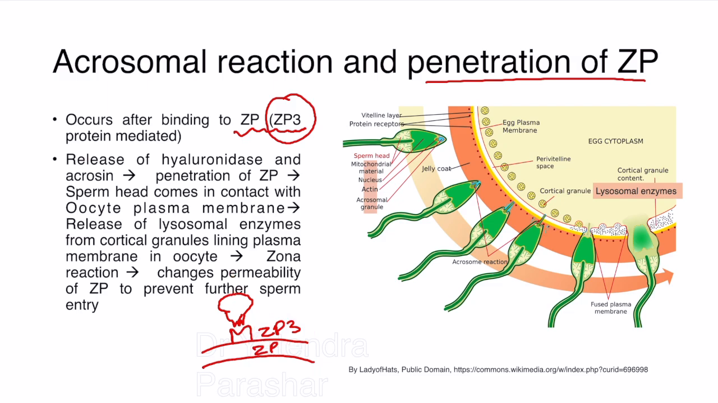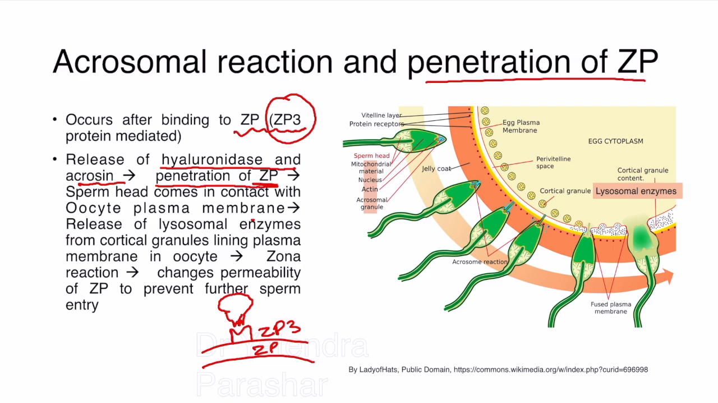After this, there is release of hyaluronidase and acrosin, due to which penetration of zona pellucida occurs, and the sperm head comes in contact with the oocyte membrane, and then the release of lysosomal enzymes from the cortical granules lining the plasma membrane of oocyte occurs. This is known as zona reaction, and it changes the permeability of zona pellucida to prevent further sperm entry.